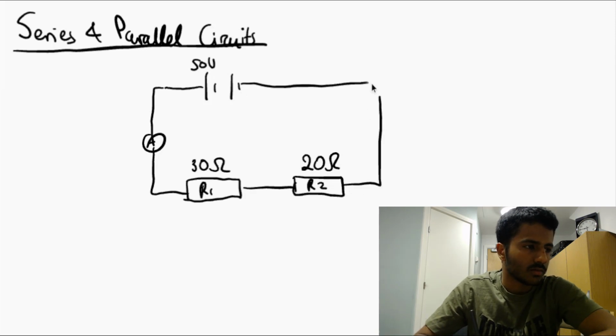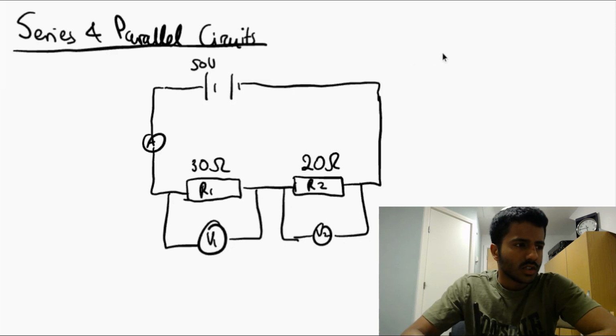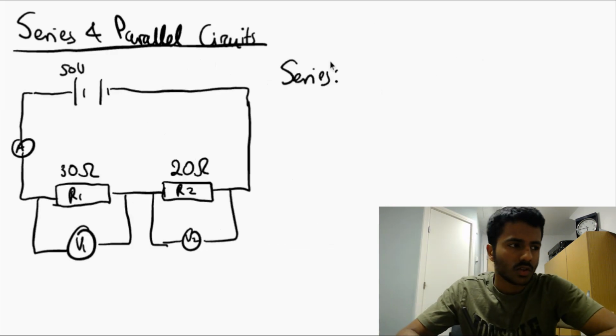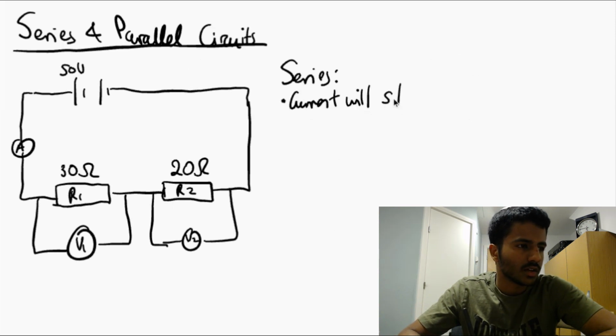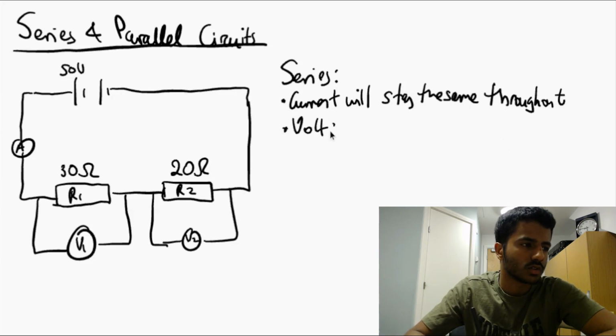Draw up the circuit, and let's say we put two voltmeters, which you know are placed in parallel with each resistor. Now, for series circuits, there are some properties that you need to know. Firstly, the current will stay the same throughout, and voltage will get shared.